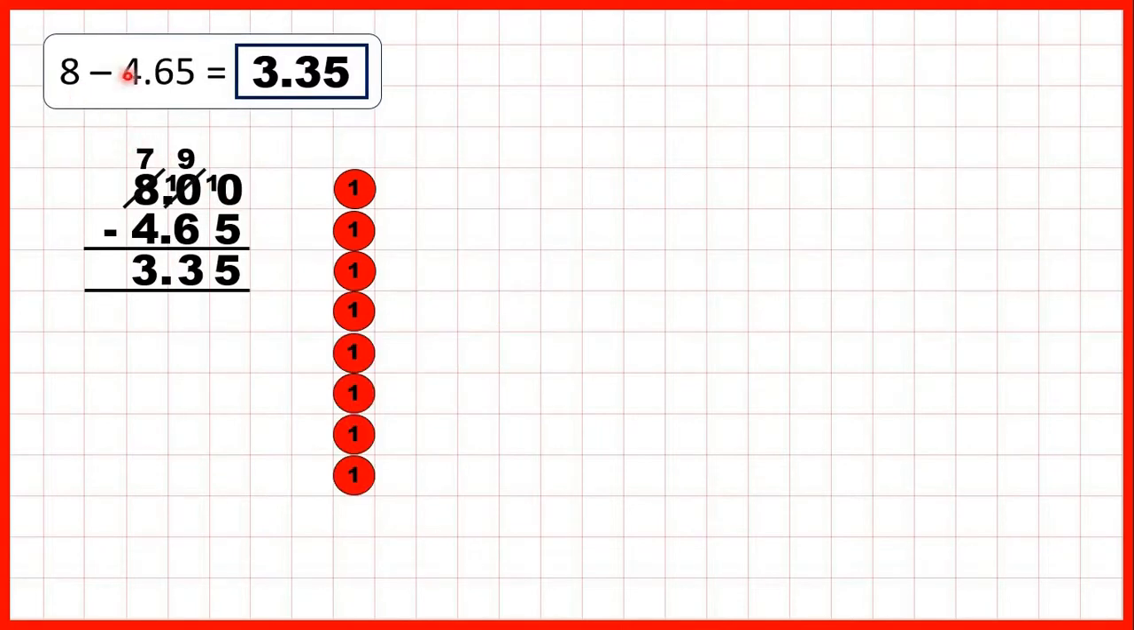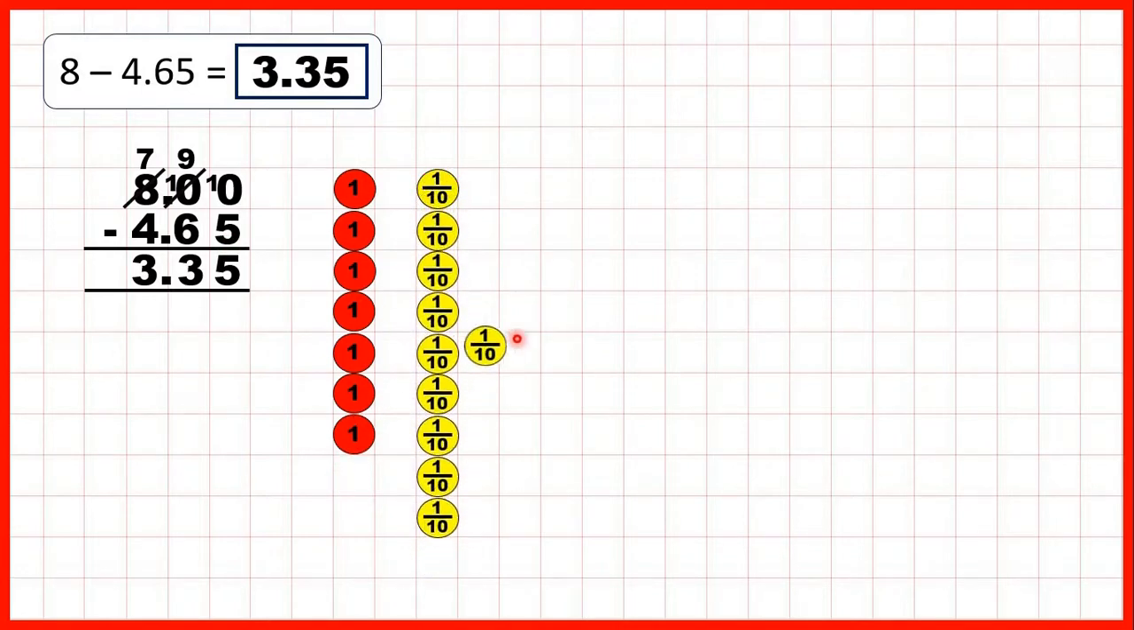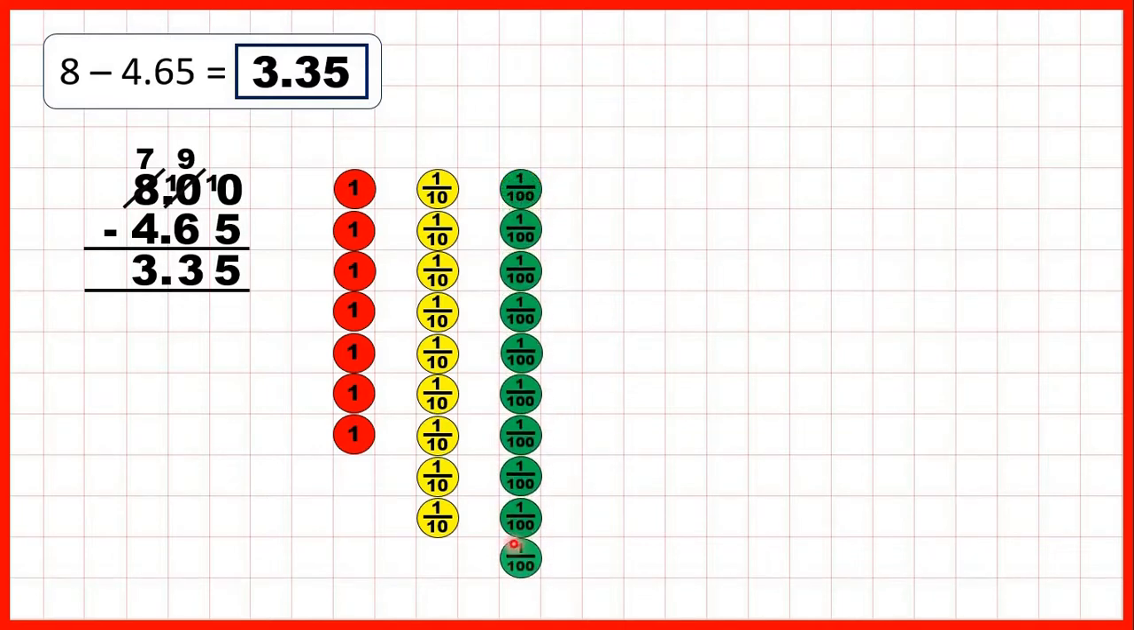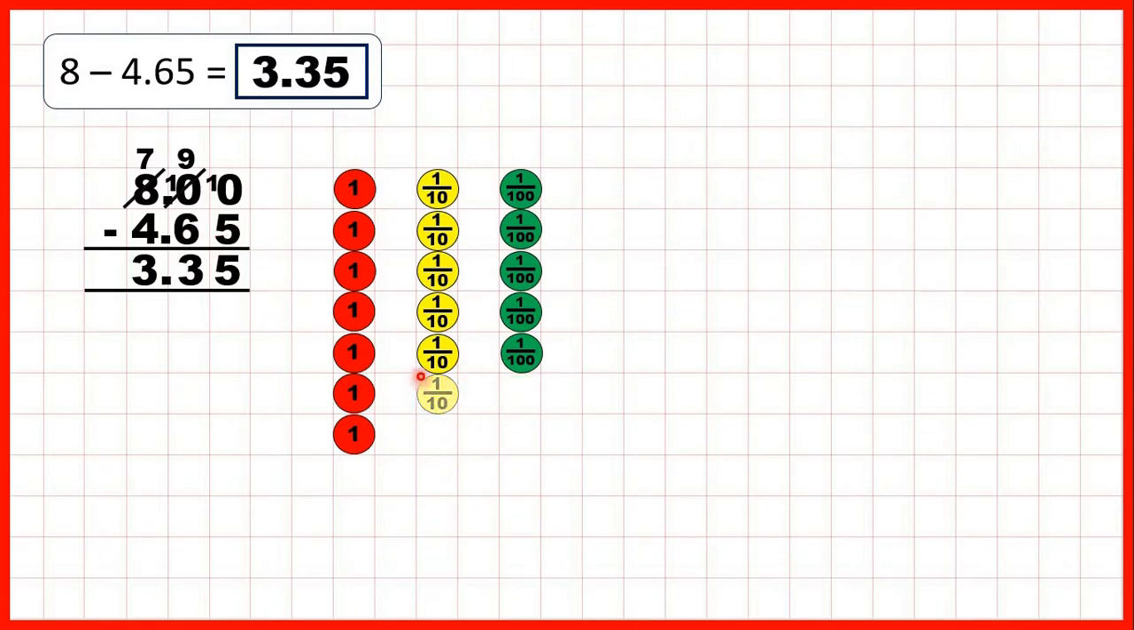Then we had 8 minus 4.65. First, we needed to subtract 5 hundredths, but to do that, we had to exchange one of our ones for 10 tenths. Then we could take one of our tenths and exchange it for 10 hundredths. Then we could subtract 5 hundredths, then 6 tenths. Then we could subtract 4 ones. That gave us our answer, 3.35, so 3 ones, 3 tenths, and 5 hundredths.